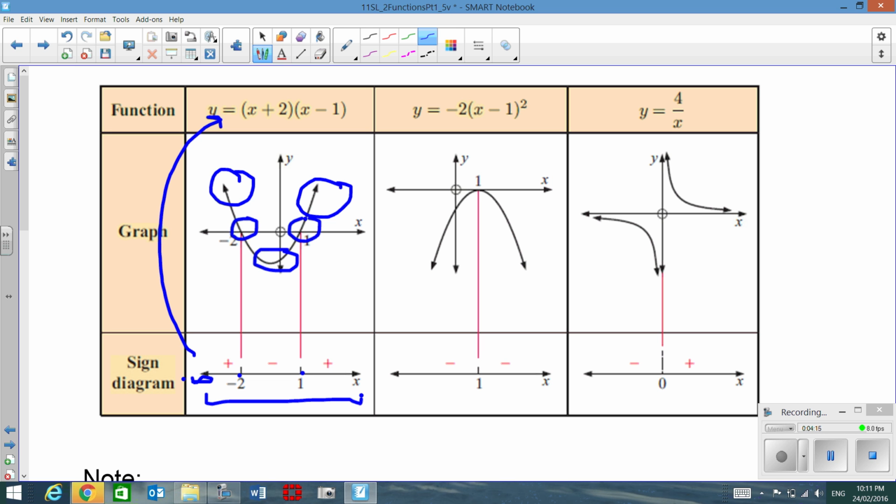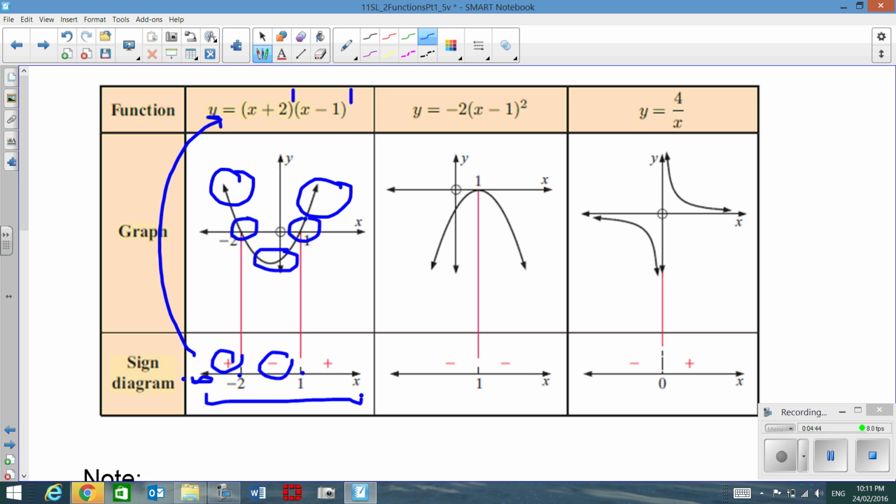Also notice that the exponents on your factors are 1. We'll start to see a trend here: if your factors have an odd degree, where 1 is an odd number, you'll notice that you cross your x-axis at that point. So at -2, we actually do cross our x-axis. We go from having positive y values to negative y values.